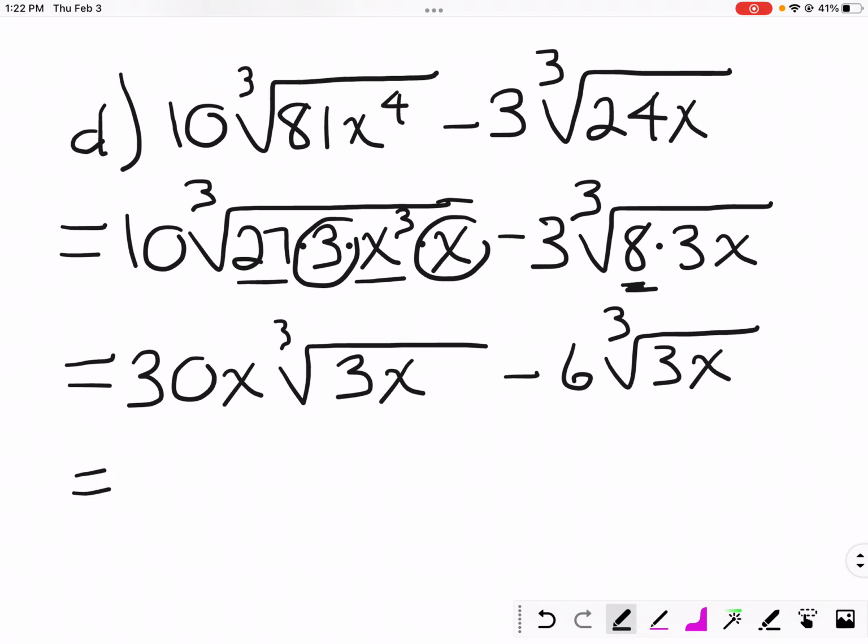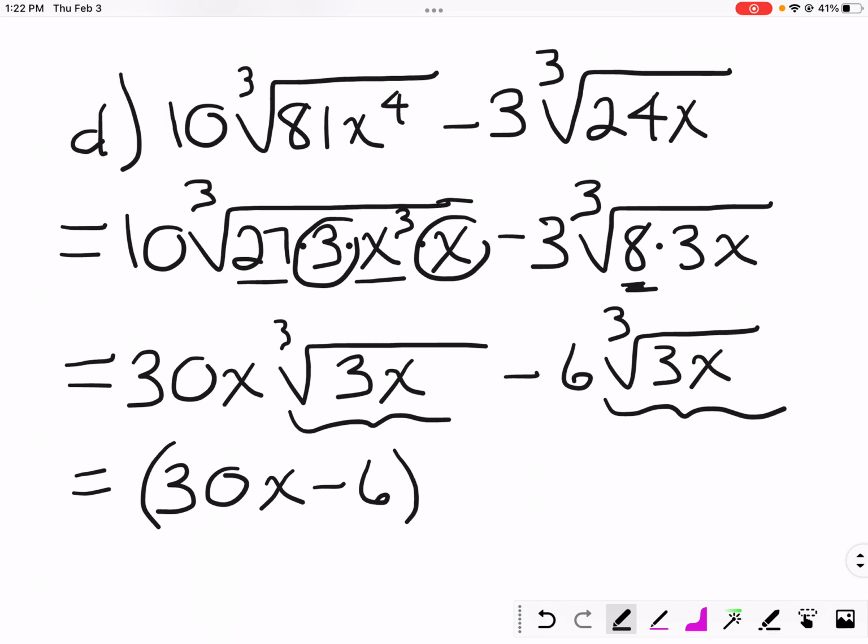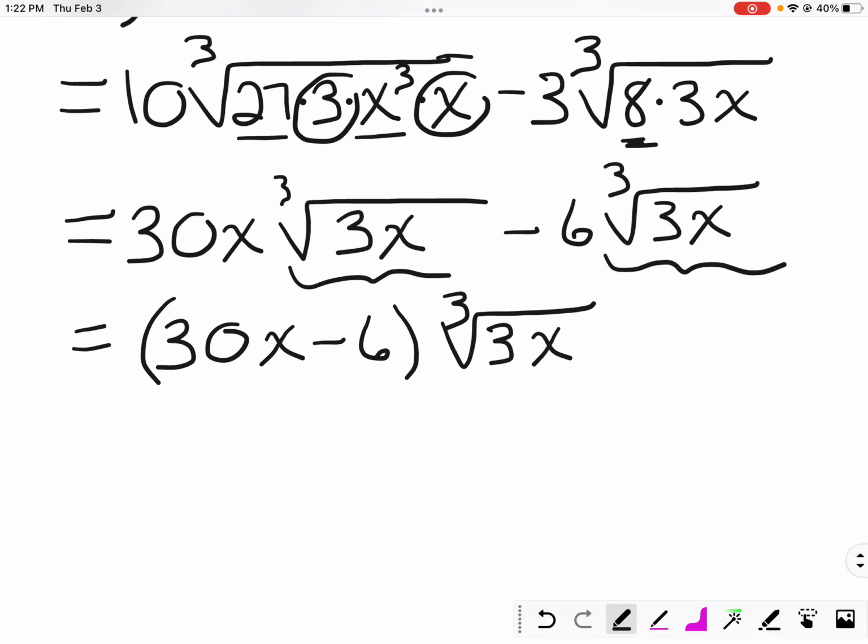And think of this and this as like terms, only it's like radicals. I'm going to wind up with 30x minus 6 times the cube root of 3x. You can, if you like, I wouldn't say this is mandatory.